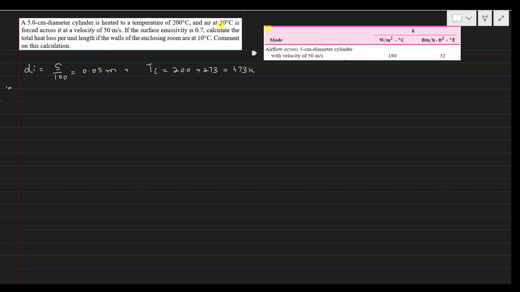Next is the temperature of the air that is flowing in the pipe, that is TW, let's say, and that is 30 centigrade, and the velocity of the air flowing in the pipe is 50 meters per second. The surface emissivity provided is 0.7. We need to find the total heat loss per unit length of this pipe, and the outside temperature is 10 centigrade.